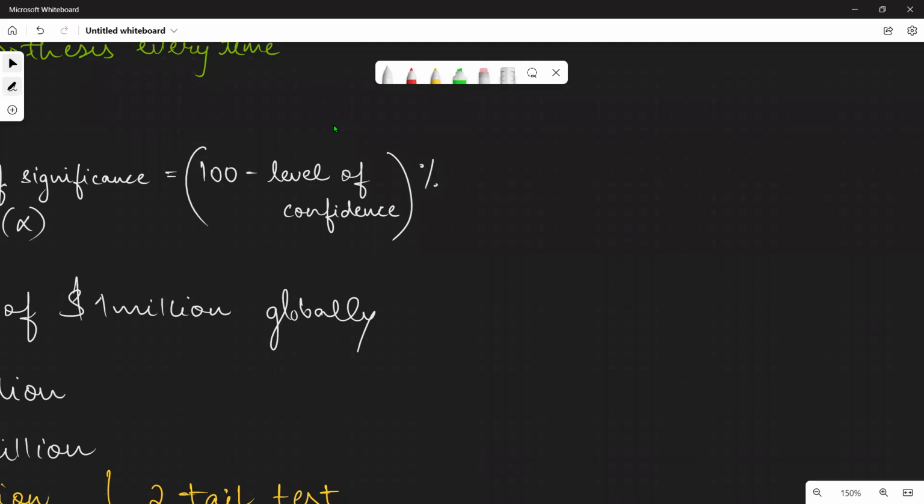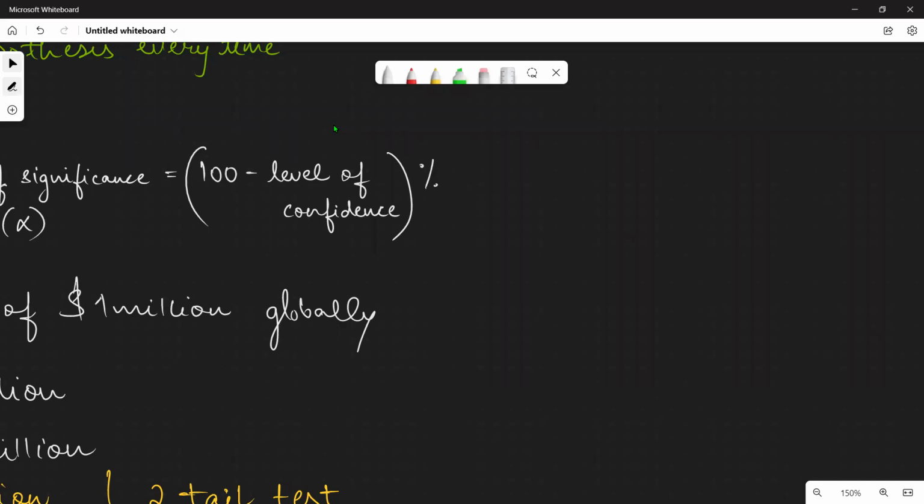This is the amount of trust that you have in your preparation, in your efforts. All these things you have. So that is what your level of confidence means. When you subtract that level of confidence from 100, the remaining part is called level of significance.